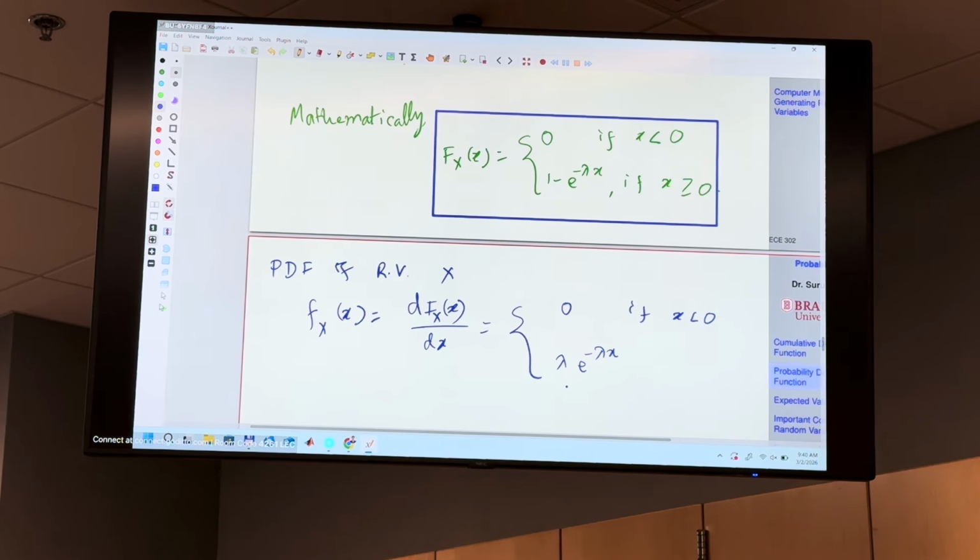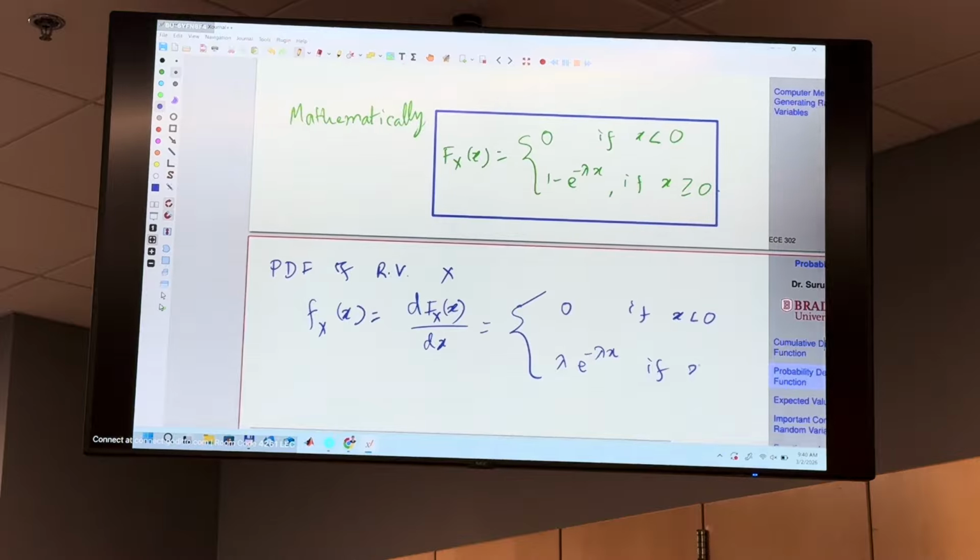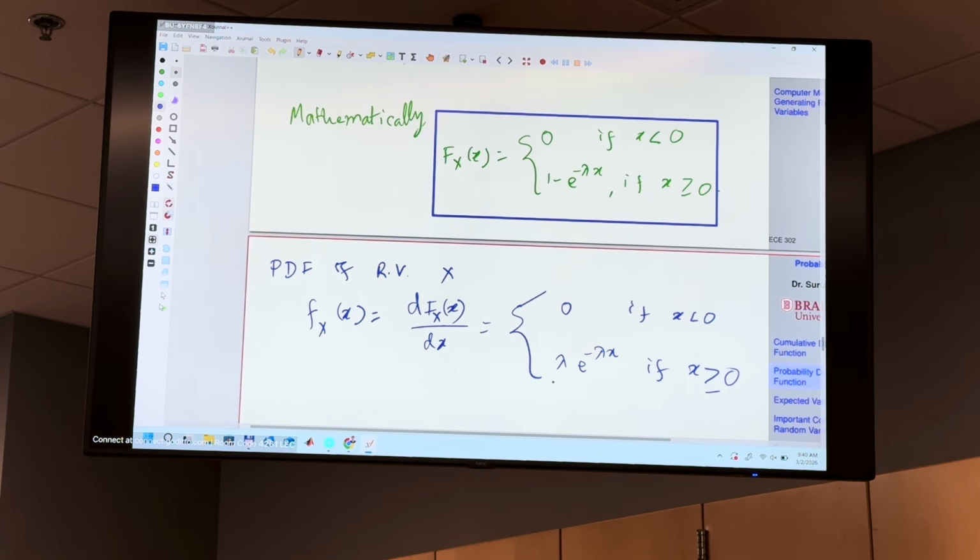But you remember that for your next examples or exam, this is another thing to remember. For exponential distribution, the probability density function will be directly writing this expression. So if x is greater than 0, we will be directly writing this expression.